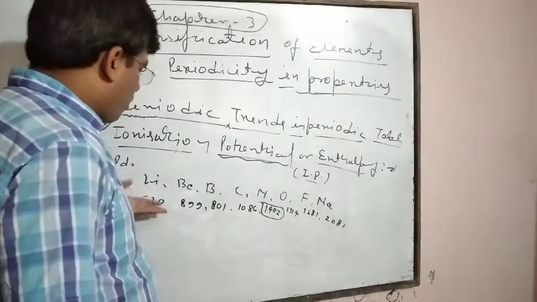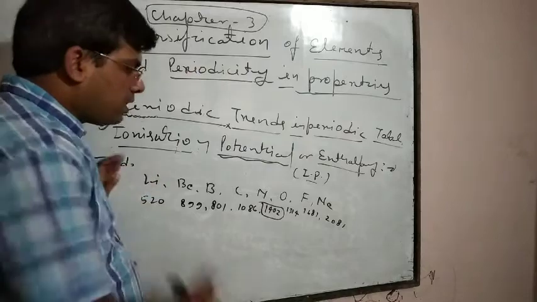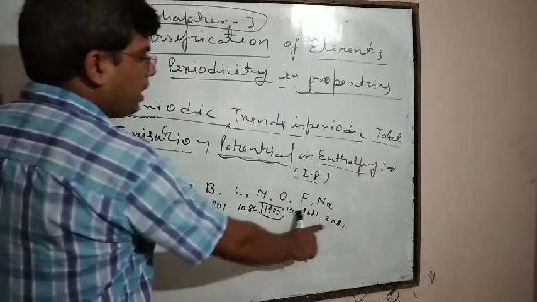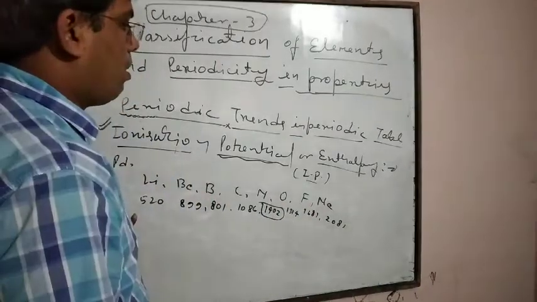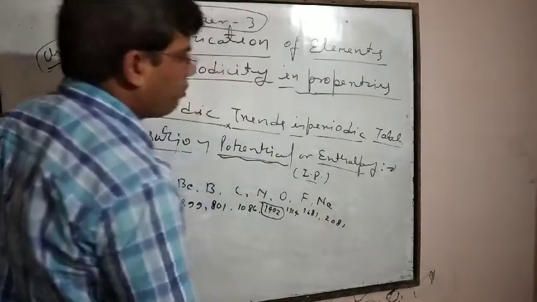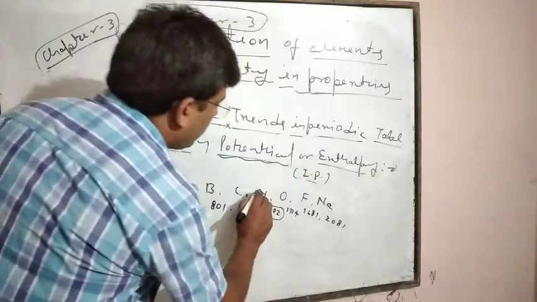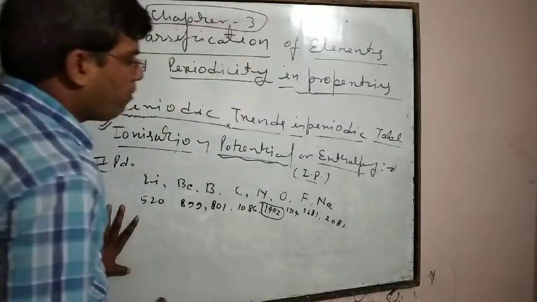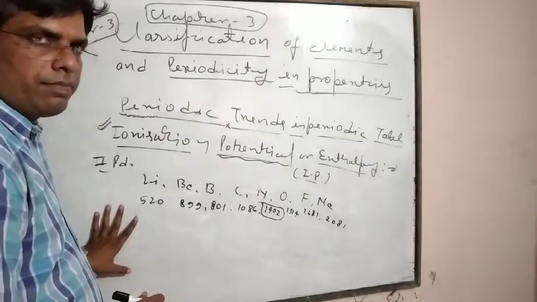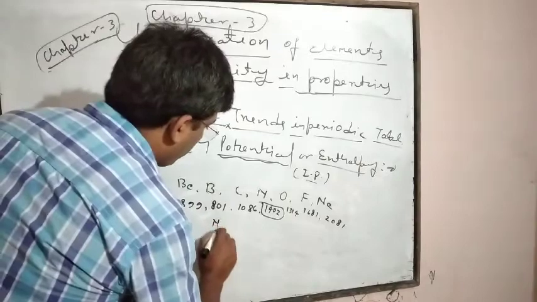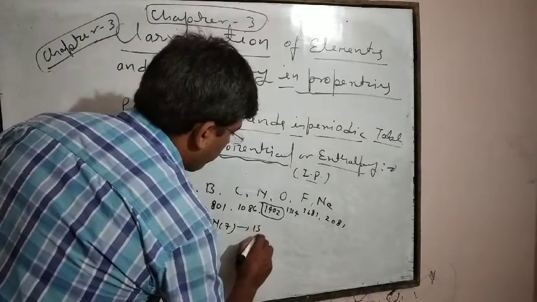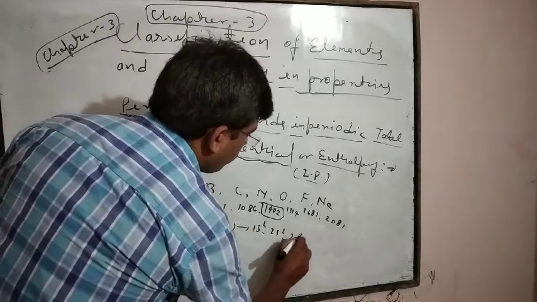Here IP increases while moving from left to right in a period. Highest IP is found in neon due to presence of stable electronic configuration. But here nitrogen has a high value of IP due to extra stability of nitrogen atom, because nitrogen has atomic number 7, and its electronic configuration is 1s2, 2s2, 2p3.